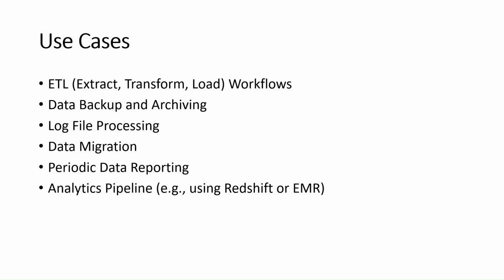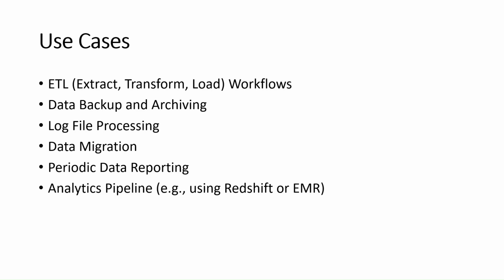And the third thing is log file processing. It will analyze and extract useful information from the system logs. So if your application generates large log files daily, the AWS Data Pipeline can move these logs to Amazon S3. Then it can trigger a job to process the logs or extract the insights.